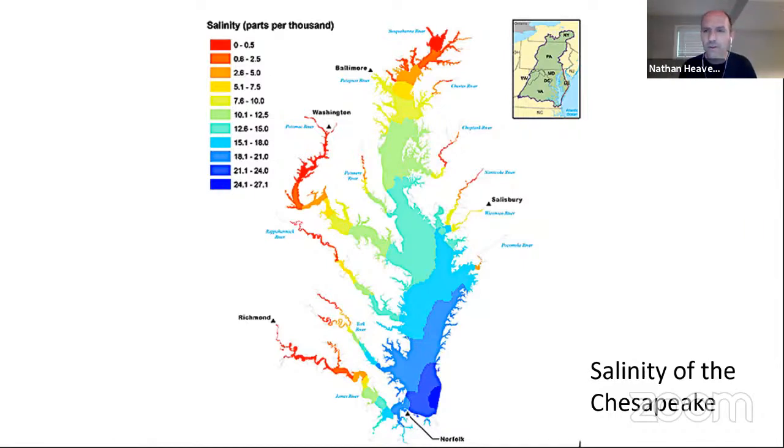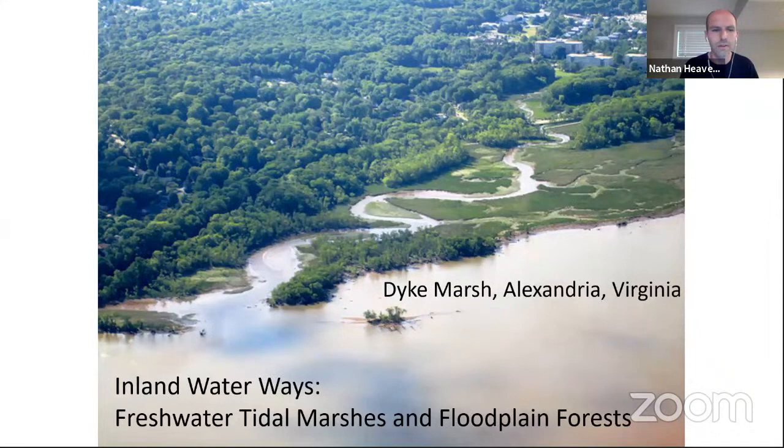But if you go off any one of the tributaries in your area, you probably are getting into what I'm referring to as the inland waterways, or the freshwater tidal marshes and forest floodplains. This is the last example, so I'm trying to be conscious of time here. I need to roll along a little faster.